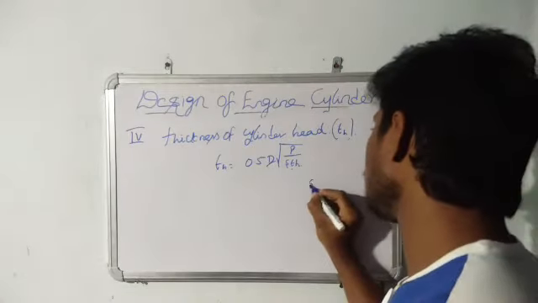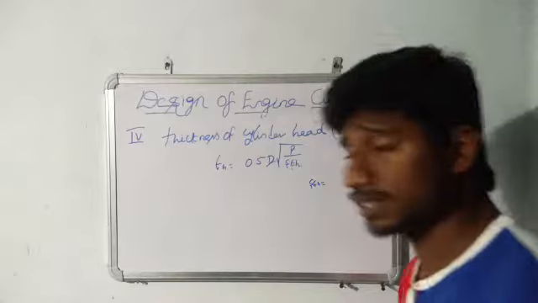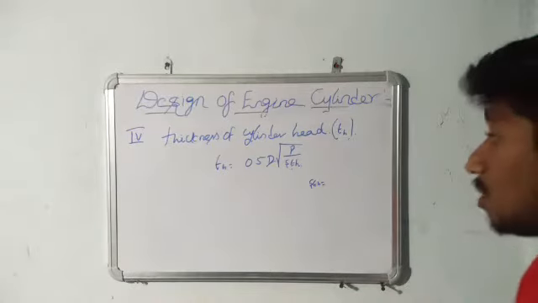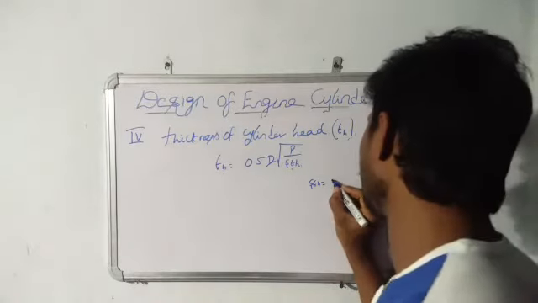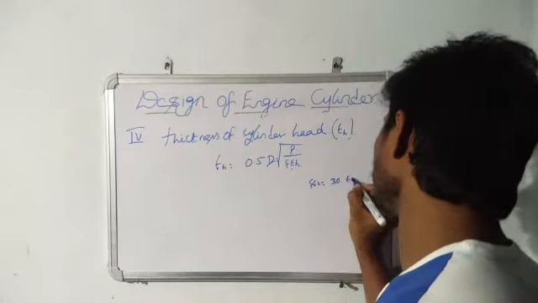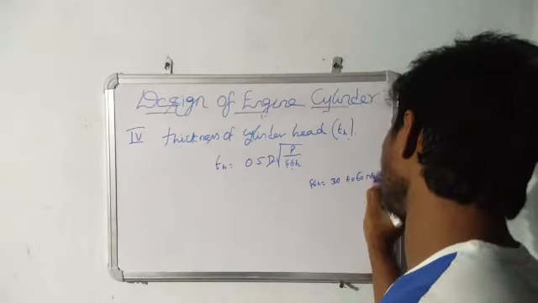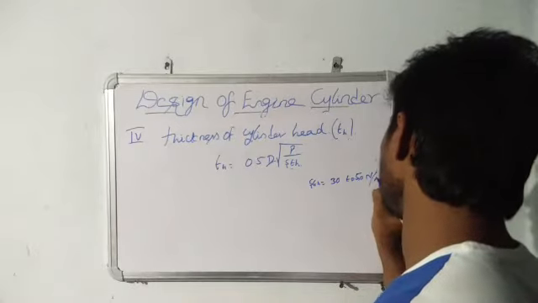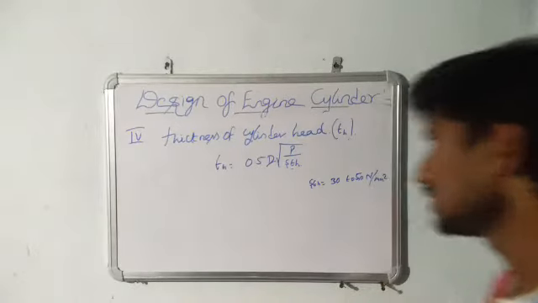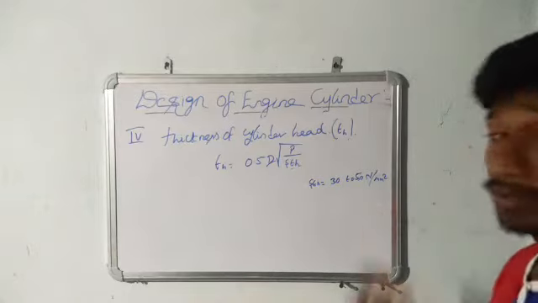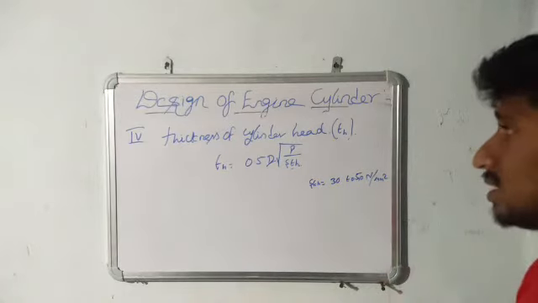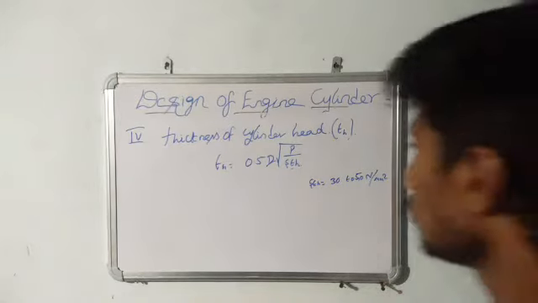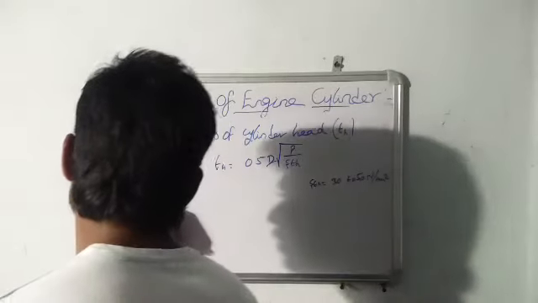And finally STH is the allowable tensile stress developed in the cylinder head, which is in the range of 30 to 50 Newton per mm square. It is the range of allowable tensile stress of the cylinder head. This is the fourth step, and go to the fifth step.